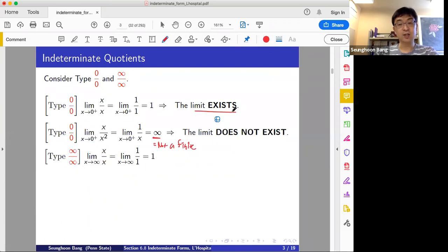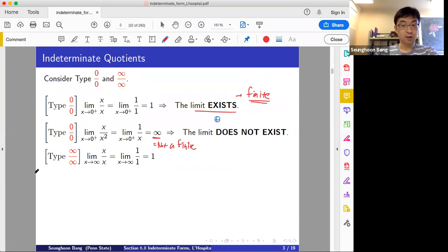So what does it mean, the existence of a limit? The limit must be finite. When the limit is finite, we say the limit exists. When the limit is not finite, the limit does not exist. Does it make sense?